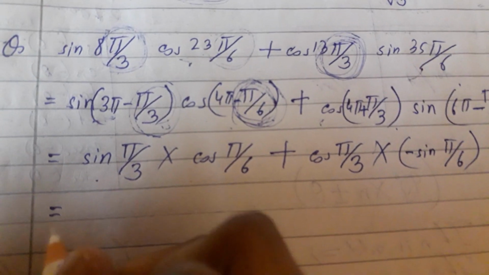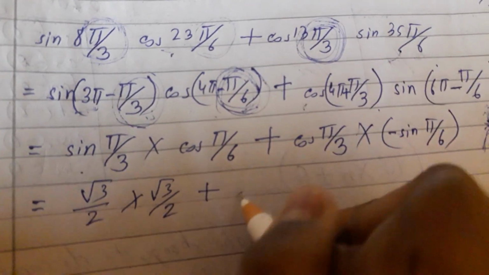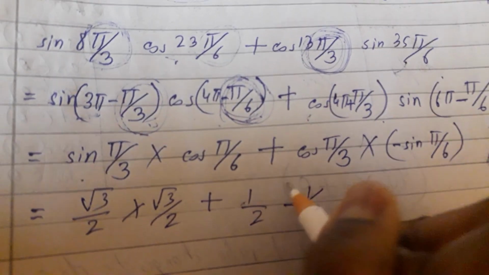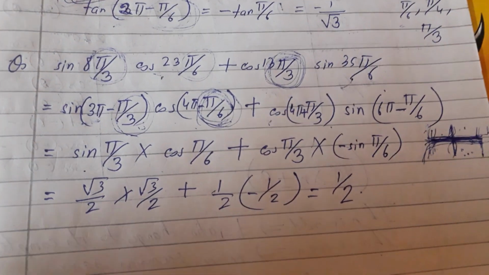Now you see, you can easily get the value. Root 3 by 2 into root 3 by 2 plus half minus half, then we will get the answer as half. In this way you have to solve, okay.